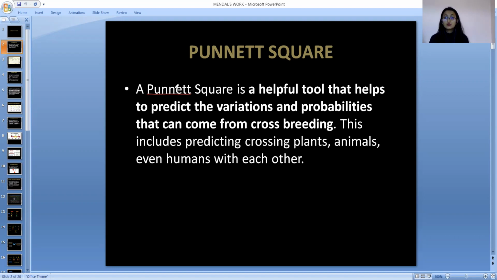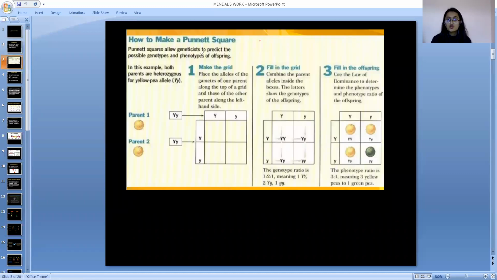So how to make a Punnett square? Let's talk about that. Look, you can make a Punnett square by putting so many things in it. A Punnett square allows geneticists to predict the possible genotype and phenotype of offspring. The first step, for example, is to take both parents as heterozygous.